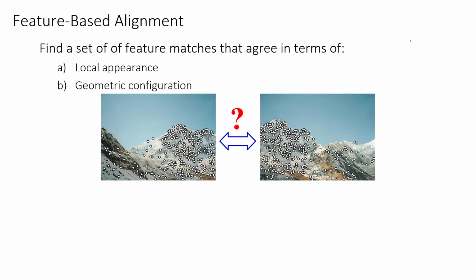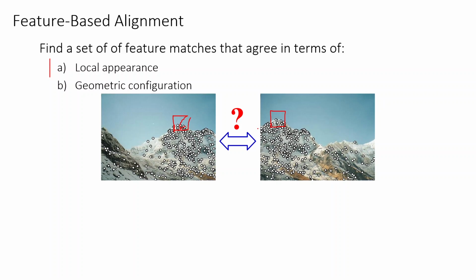Yeah, so let's see more about this feature-based alignment. We have to find a set of feature matches that agree in terms of local appearance and geometric configuration. So local appearance means that if you take a feature and assume that this is the sort of the window that corresponds to that feature, a smaller window than that, and should match with this window in some context. Maybe we can take pixel-wise matches, which is not very good.